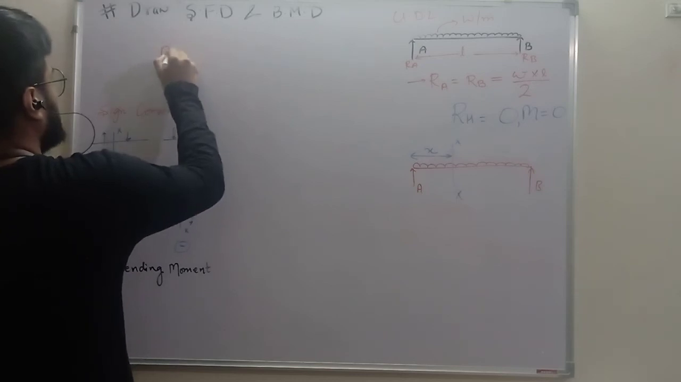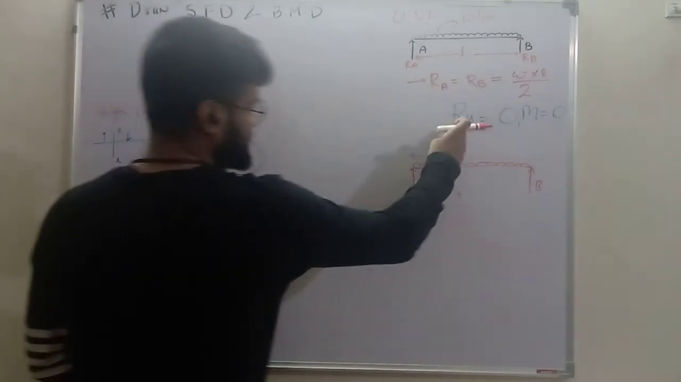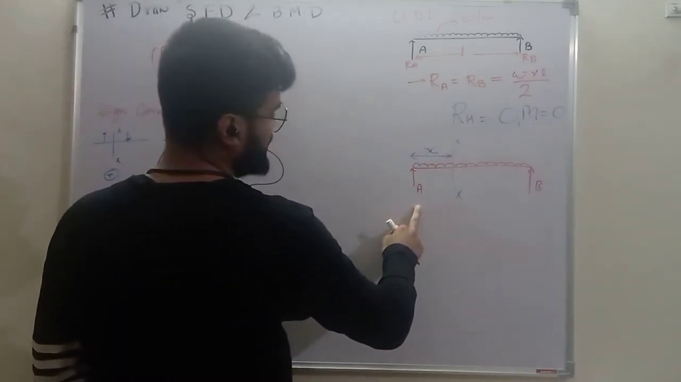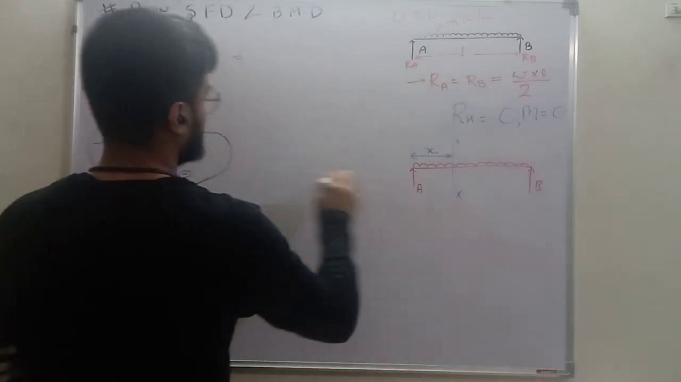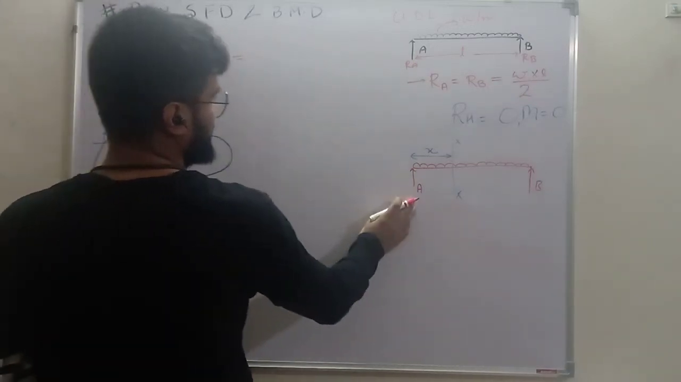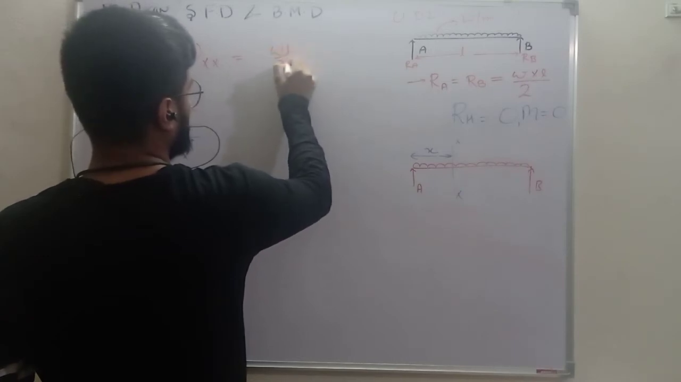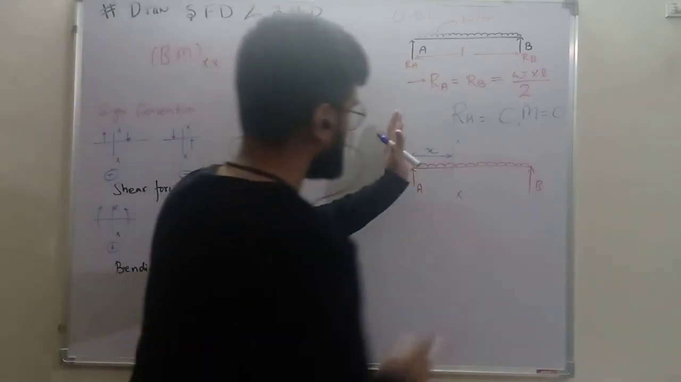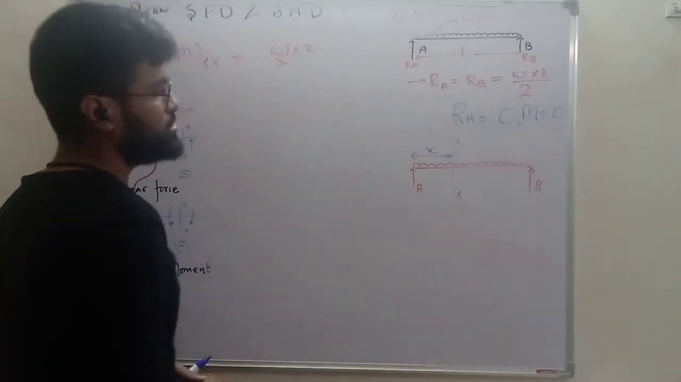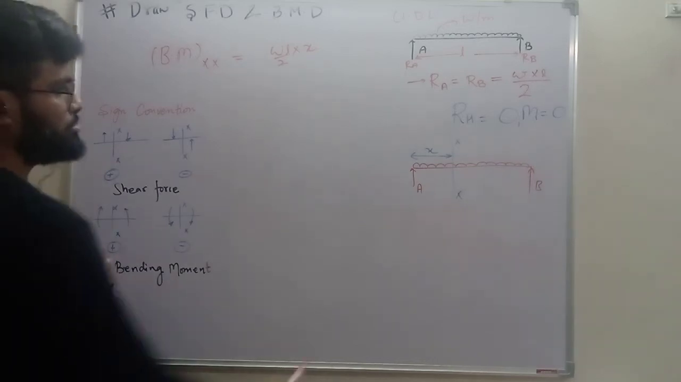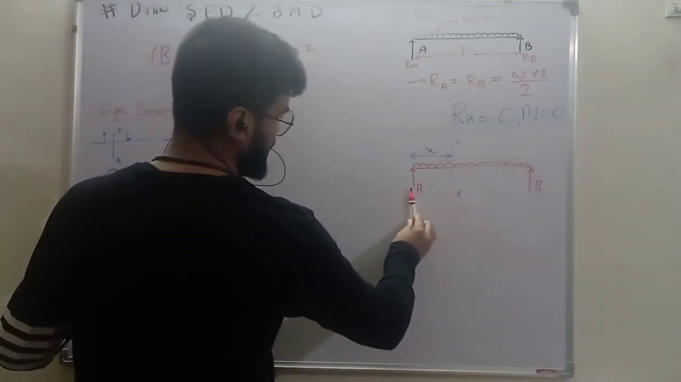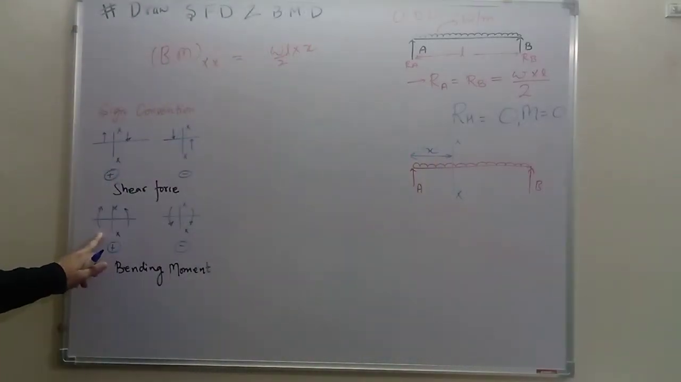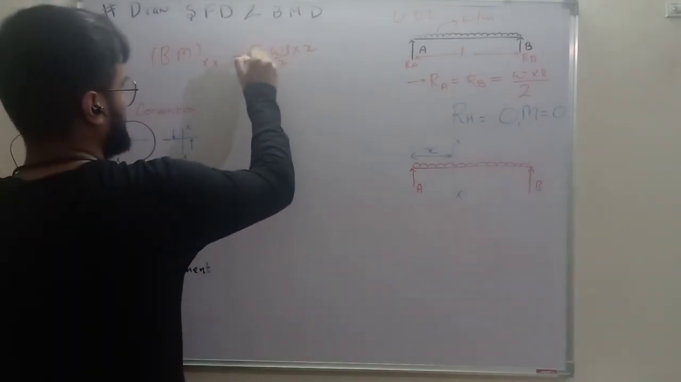Okay, so the bending moment at section XX will be equal to the moment due to the reaction at A. What is the force acting at A? It is equal to WL by 2, multiplied by the distance x. Force into distance. And what will be its direction? According to our convention, it will be positive, because the force is acting on the left side of the section and it is in the clockwise direction. Whenever the moment is in the clockwise direction, we take it as positive.